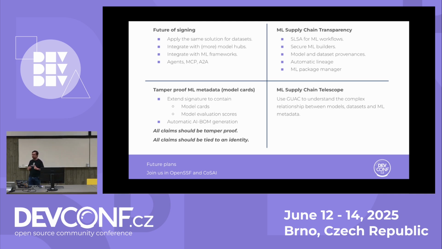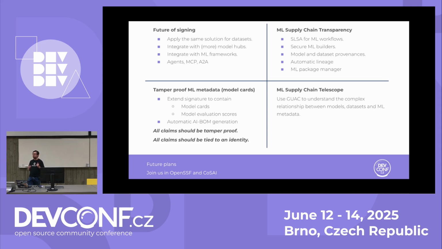Then moving on to more supply chain transparency, we want SLSA for ML. So record that this model has been generated from this dataset at this specific version of TensorFlow on this specific builder, such that you can build lineage transparently and automatically. You can go directly from one model used in production to the dataset that has been used to train it. And at some point, we might want to go to an ML package manager.